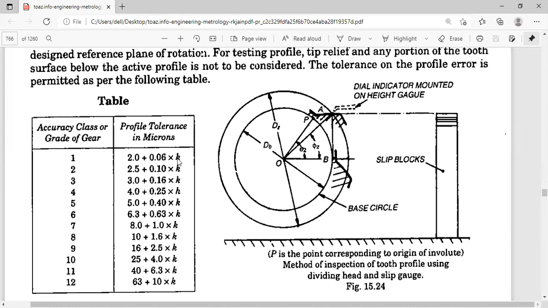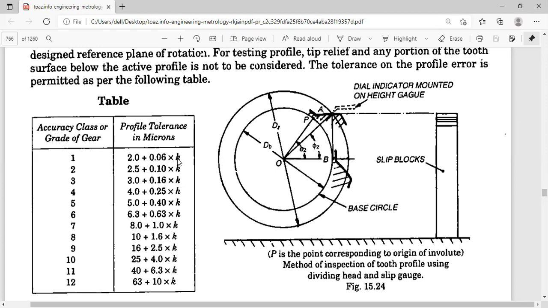I will try to discuss this again in the next class. I'll try to extend this class into the next class by discussing the optical projection method. In the optical projection method, we don't have to take much time, because in this method the profile of the gear under test, whatever you have manufactured, you have to magnify by optical means, because you will be having the objective lens and the eye lens.